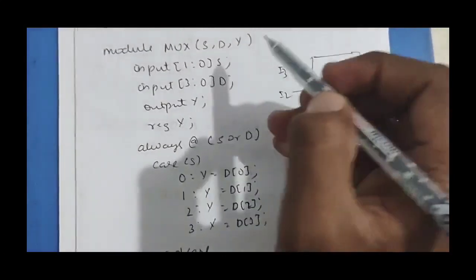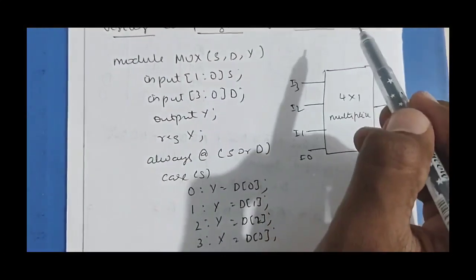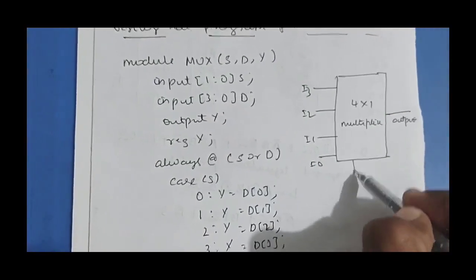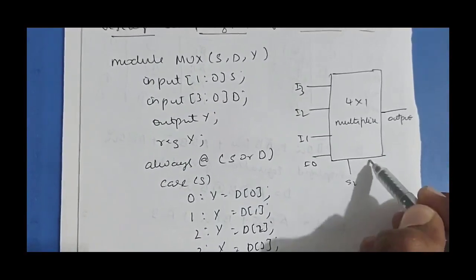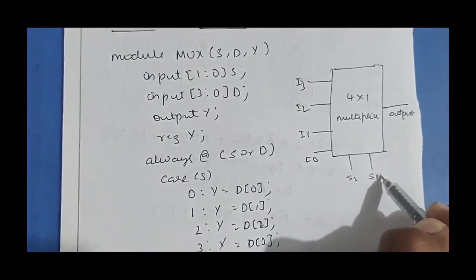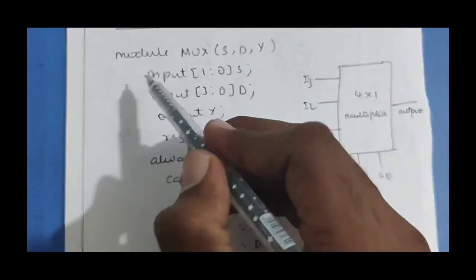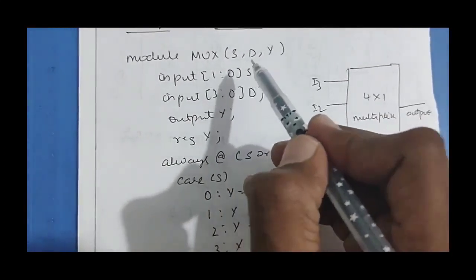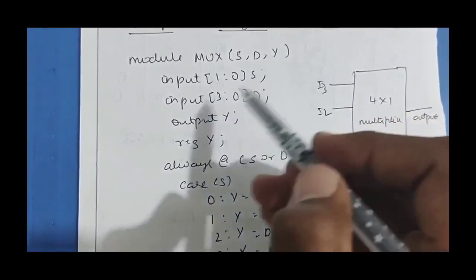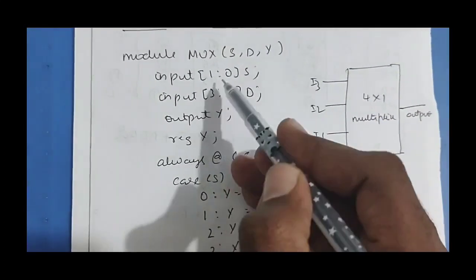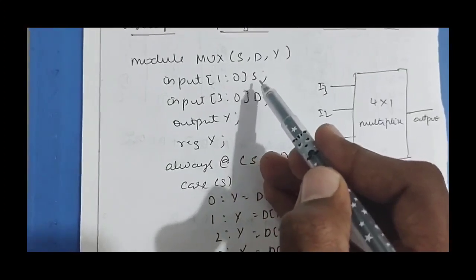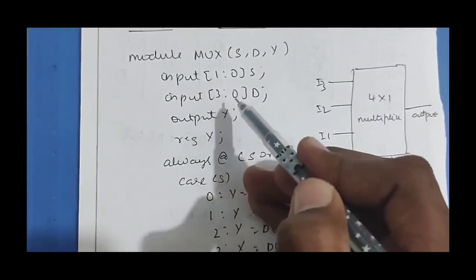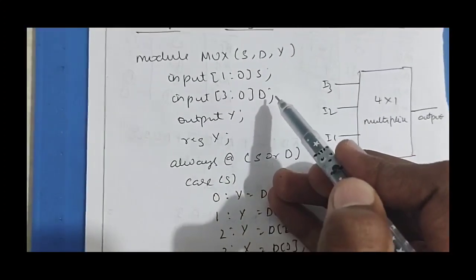Now we are looking at the Verilog HDL program for a 4:1 mux. It consists of 4 inputs and 2 select lines, S0 and S1. The module is mux with select lines, data and y. Input [1:0] s is a 2-bit selector input which determines which of the 4 input data is selected, and input [3:0] d is the 4-bit data input.